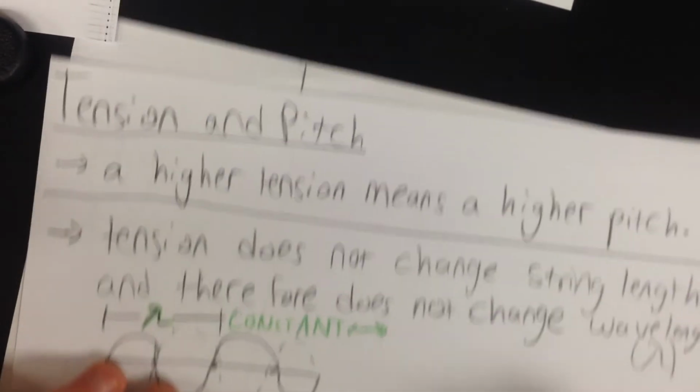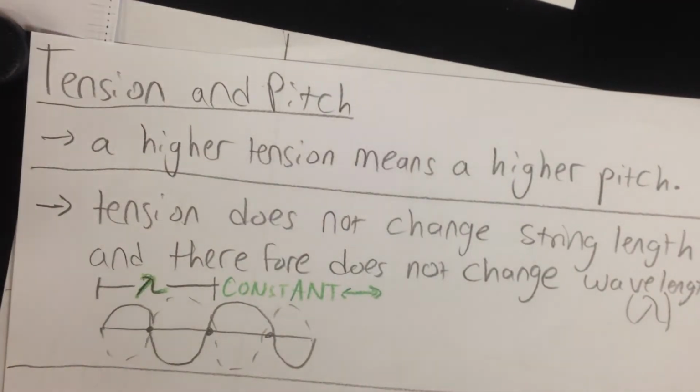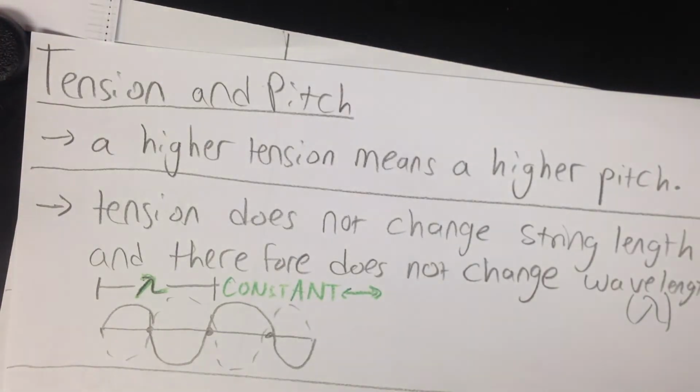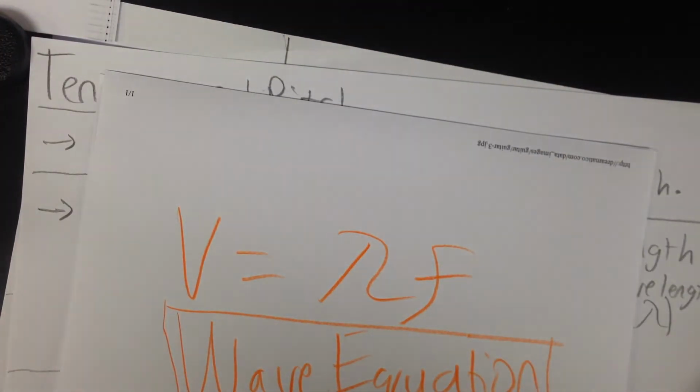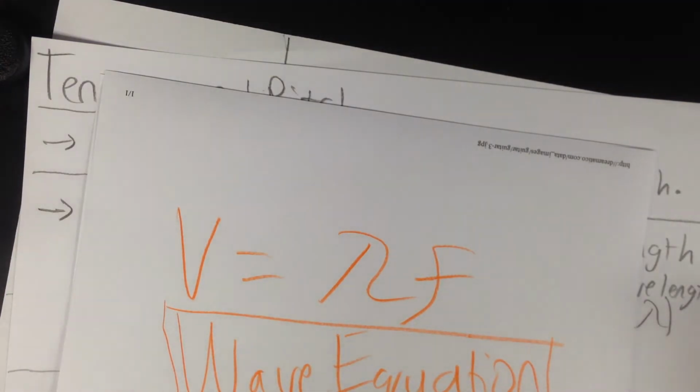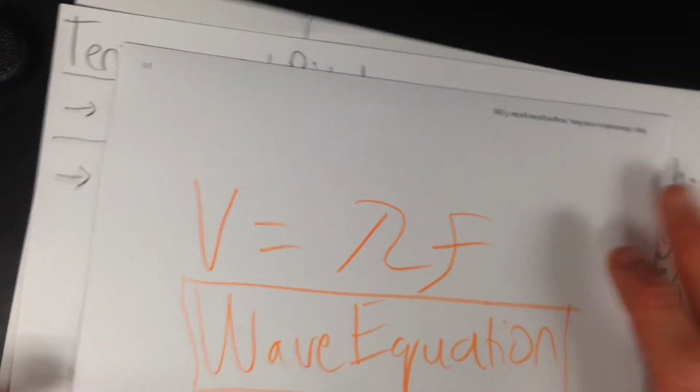Now, why does that happen? We have to be able to explain it using the wave equation. So here's your notes to explain that using the wave equation. That is this guy right over here. How can we explain that? You know, sometimes, even another example is people bend strings on guitars, and that increases the tension too.